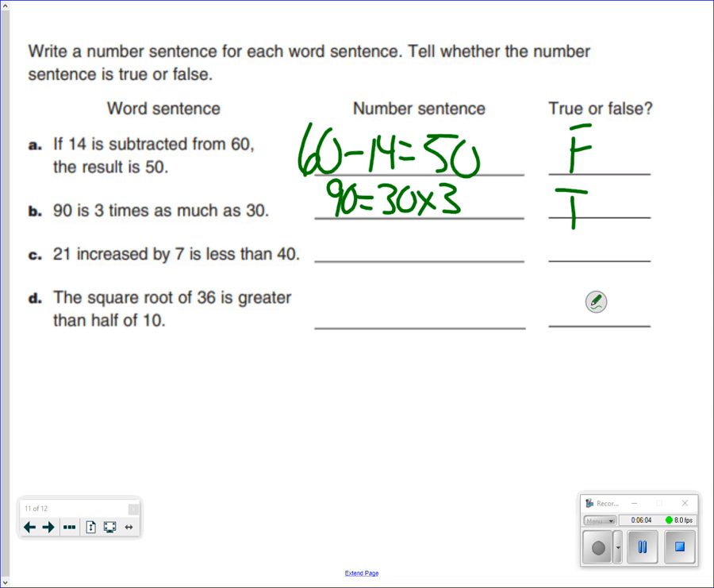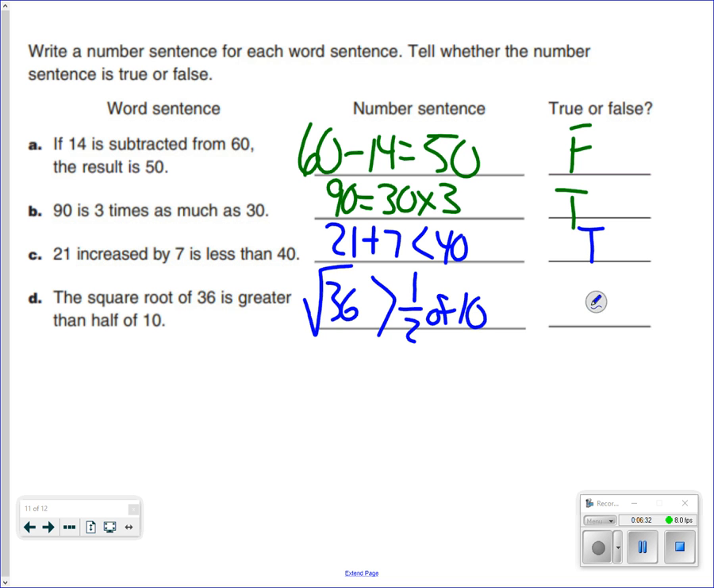The next one is 21 increased by 7 is less than 40. So 21 increased by 7 would be 21 plus 7 is less than 40. Well, 21 plus 7 is 28. So that is less than 40, so that is true. The square root of 36 is greater than half of 10. Well, the square root of 36, that means 6 times 6 is 36. So the square root of 36 is 6. Is that greater than half of 10, which is 5? It sure is, so that is true.